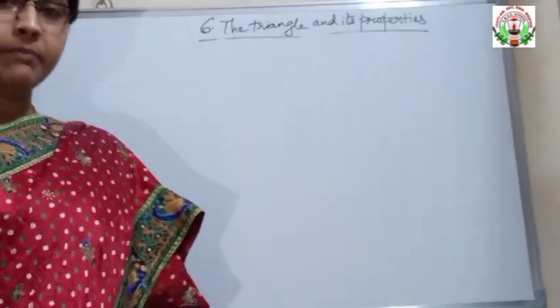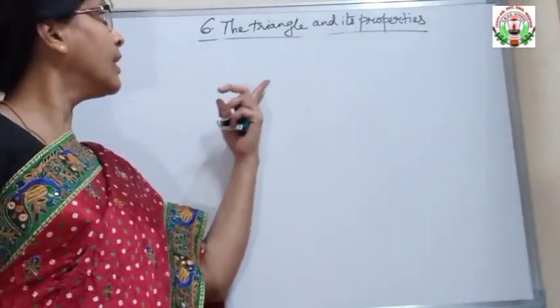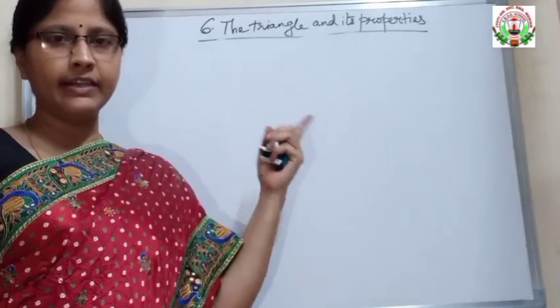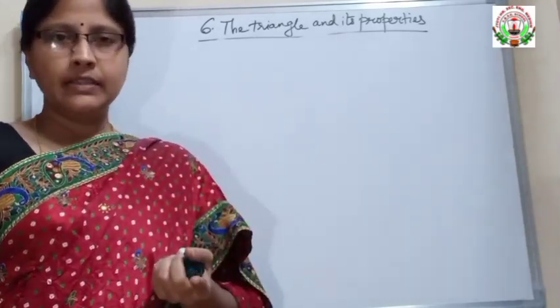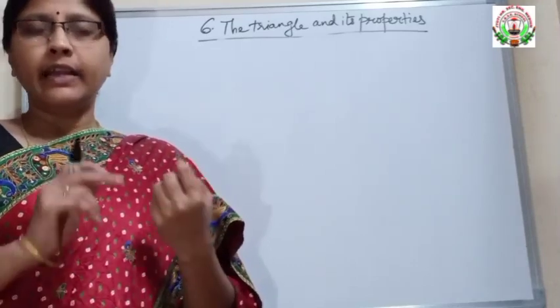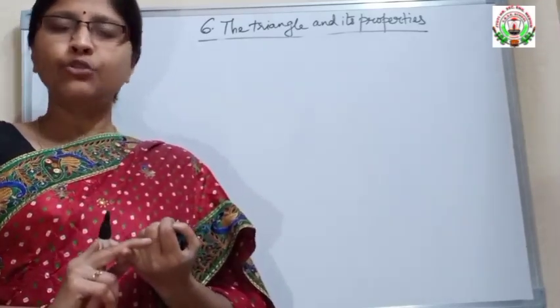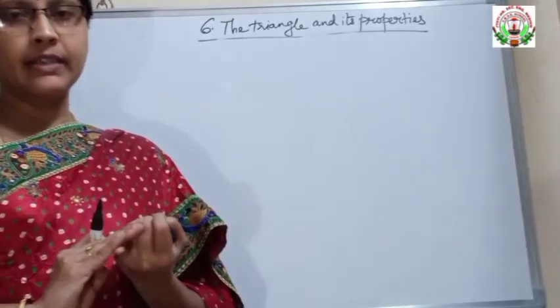Good morning students, welcome back to online classes. We are doing our chapter number 6, the triangle and its properties. Till now we have learnt the types of triangles. What is a triangle? Next, the types of triangles according to the sides. There are 3 types of triangles according to the sides.